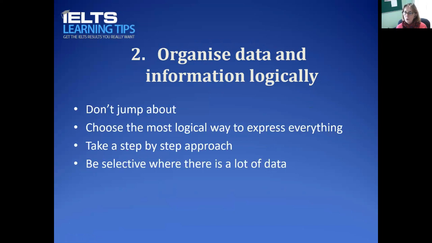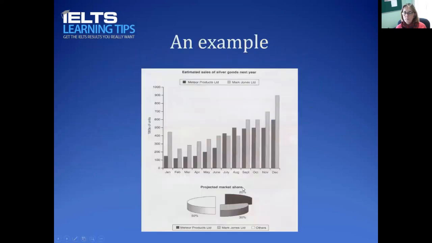And where you've got a lot of data, particularly with more than one type of data, you might have a chart and a table, then try to be selective. You won't have time to put everything in. And use groups. So can you group things together, or can you have an average, or can you have a range for some of the items?